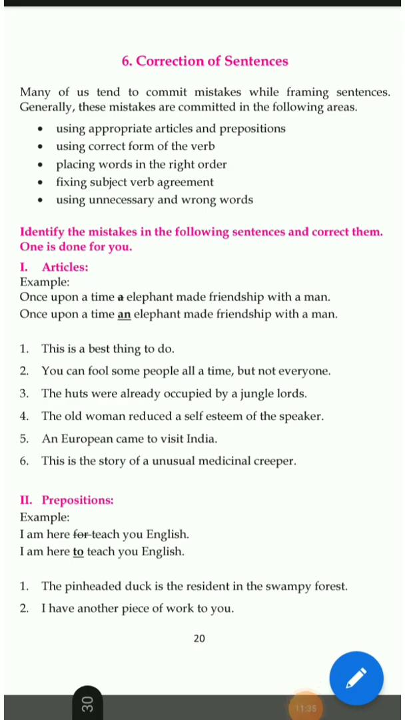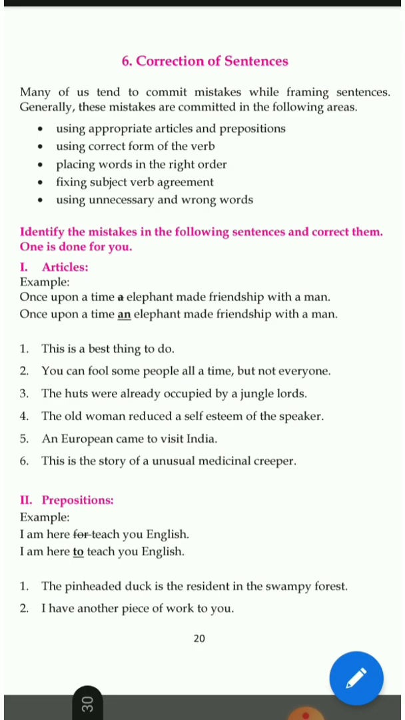So this is the story of an unusual medicinal creeper. If you know the usage of a and the, then it becomes very easy for you to identify the error and rewrite them. So shall we go to the next one? Prepositions.